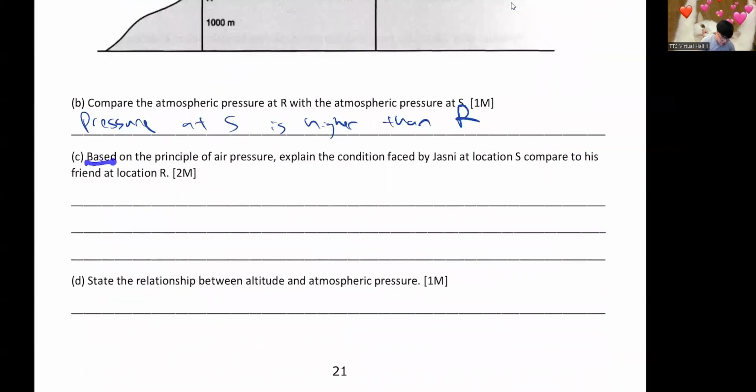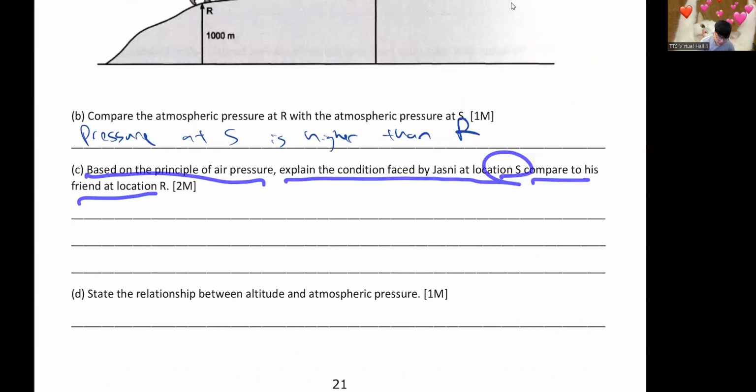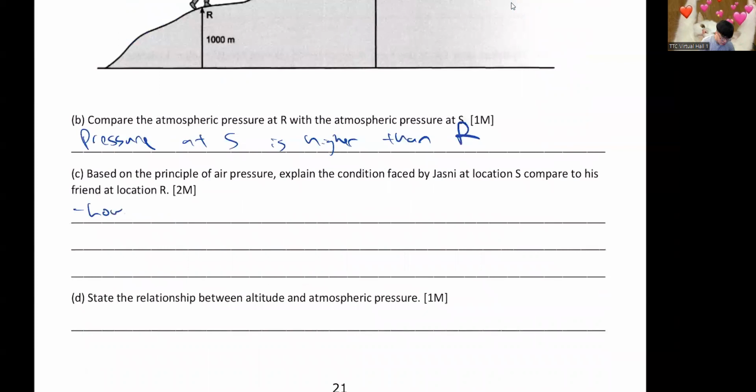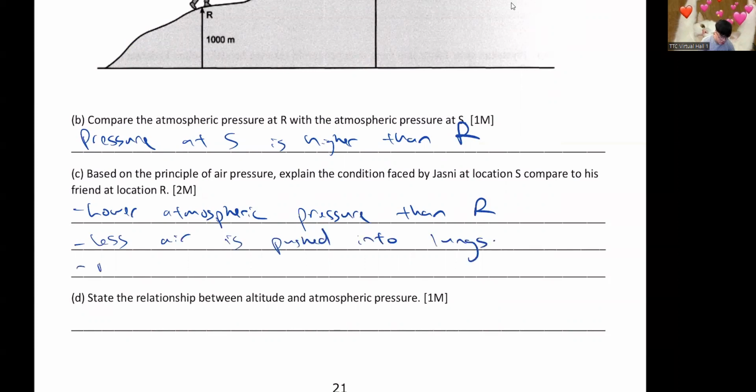Okay, so based on the principle of air pressure, explain the condition faced by Justin at location S compared to his friend at location R. So what is faced by her? So now you have lower atmospheric pressure than R. So you can say less air is pushed into lungs. So you will get altitude sickness.